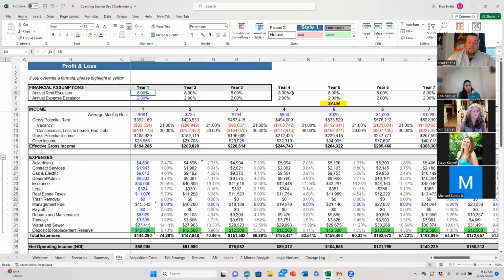Right now, in today's market, depending on the market, Charlotte's one of my markets as well. Its rent is declining. So for year one, if I was underwriting my deal in Charlotte right now, I'd put 0% here.